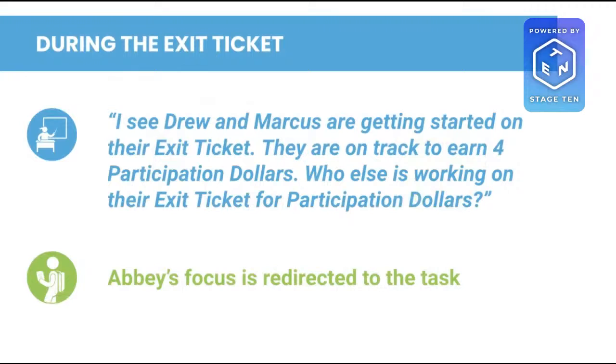If Abby has trouble getting started and is initially off task, the teacher can use positive narration to redirect her back to the task by saying, "I see Drew and Marcus are getting started on their exit ticket. They are on track to earn 4 participation dollars. Who else is working on their exit ticket for participation dollars?"